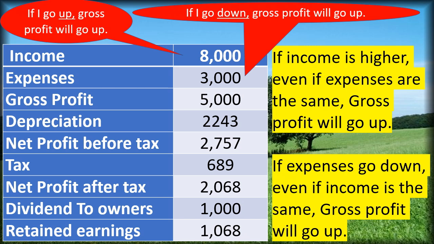So here's the table that we had at the end of last video. For the top figure, if the income is higher, even if the expenses are the same, the gross profit will go up. And for the expenses on the second line, the 3,000, if it goes down, the gross profit will go up again. So that's the only two ways that you can change the gross profit.